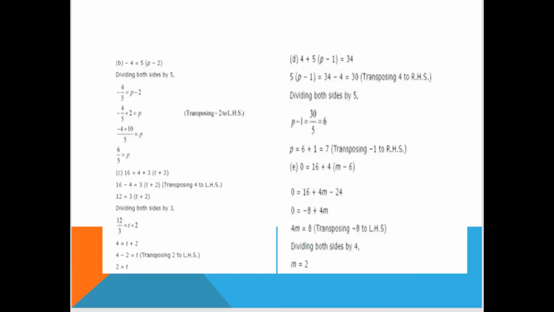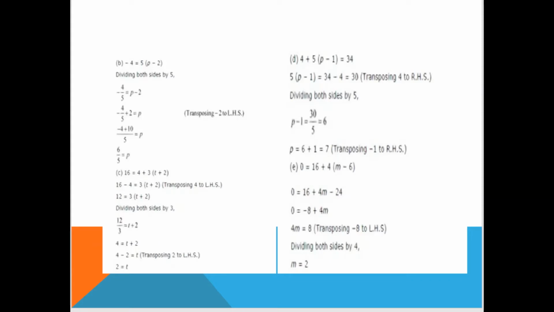Moving to the question number 3, solve the following equations, that is 4 equal to 5p minus 2, means dividing on both the sides by 5, it will become 4 by 5 equal to p minus 2. Adding 2 on both the sides, that will become 4 by 5 plus 2 equal to p. So taking LCM, 4 plus 10 by 5 equal to p, it will become 14 by 5.